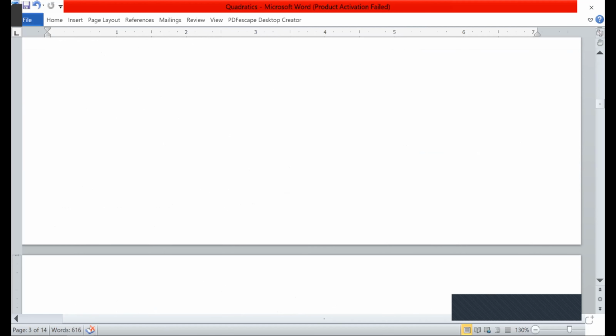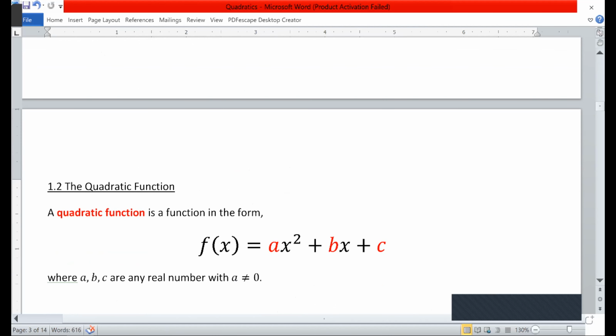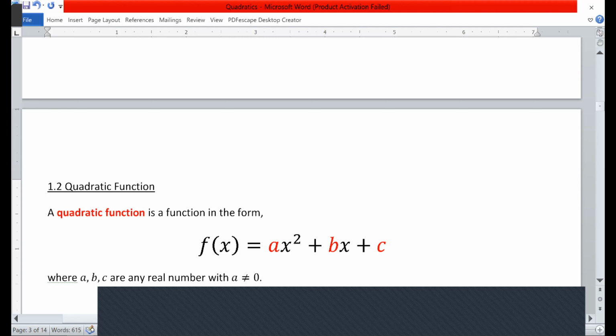So on maybe a new page, or if you like, you can just start wherever you are. The quadratic functions. Shall I make it quadratic functions? I think that makes sense, because we want to start with the Q. The quadratic functions. Let me make it quadratic functions. So just write the topic.